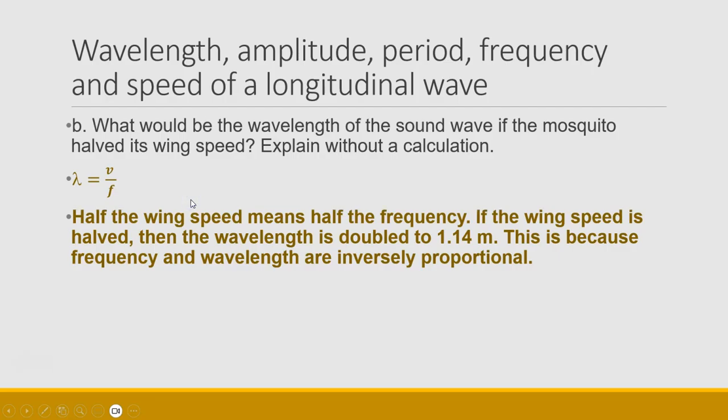So the answer is that half the wing speed means half the frequency. If the wing speed is halved, meaning that the frequency is halved, then the wavelength will be doubled. The original wavelength was 0.57 meters. So 0.57 times 2 is equal to 1.14 meters. And this is because frequency and wavelength are inversely proportional. It's very important to include this statement over here.